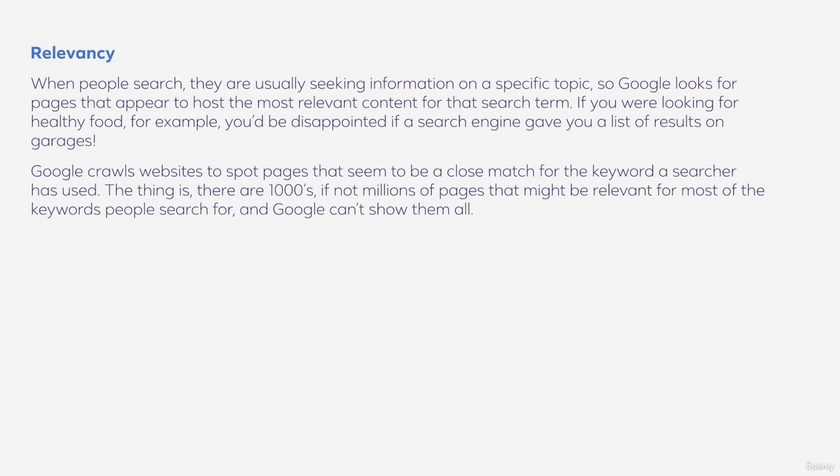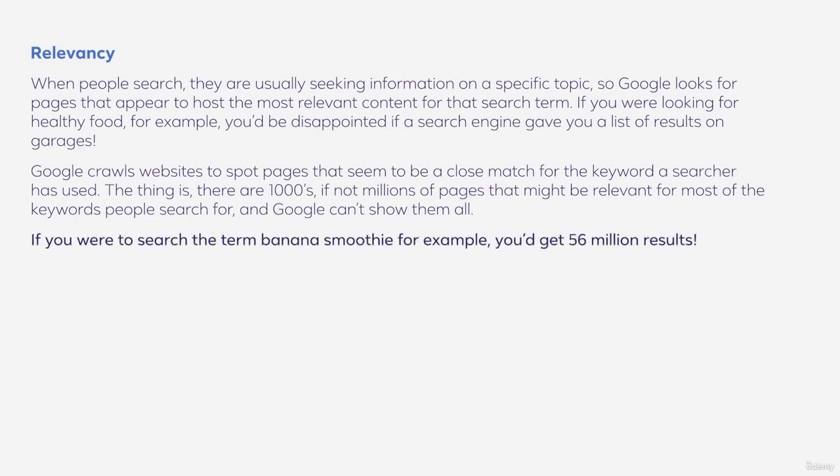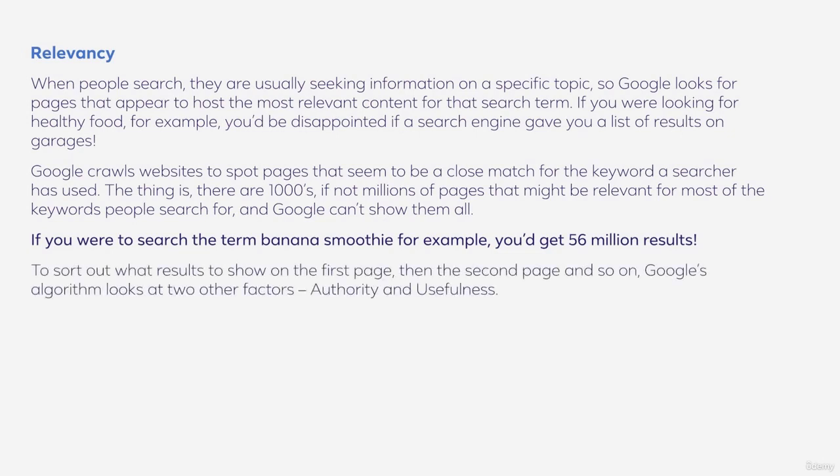a searcher has used. The thing is, there are thousands, if not millions, of pages that might be relevant for most of the keywords people search for, and Google can't show them all. If you were to search the term banana smoothie, for example, you'd get 56 million results. To sort out what results to show on the first page, then the second page, and so on, Google's algorithm looks at two other factors: authority and usefulness.